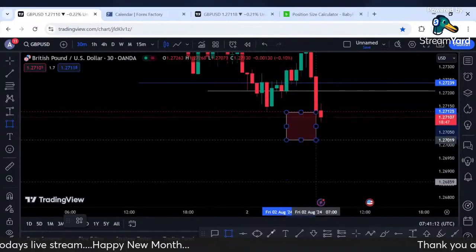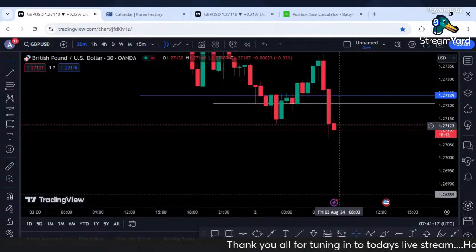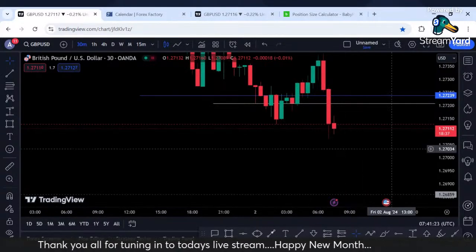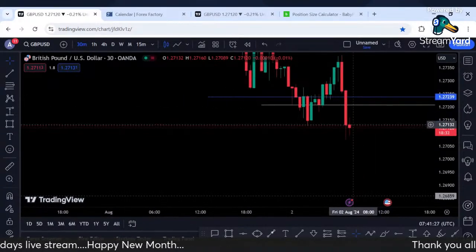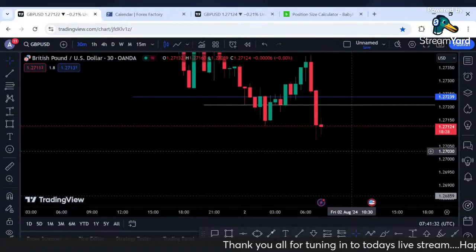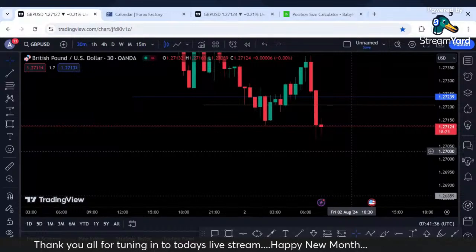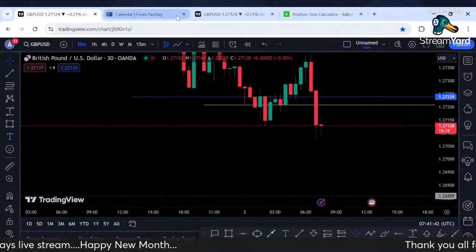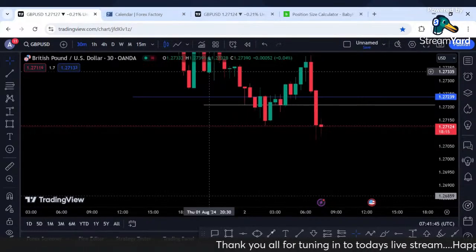This place needs to be filled. But at least if we saw some bullish candle, if you see a bullish candle retest on this one, that one would have been nice. So let's still wait. Let's wait for the 8 o'clock candle to open. Then we make a decision on that.